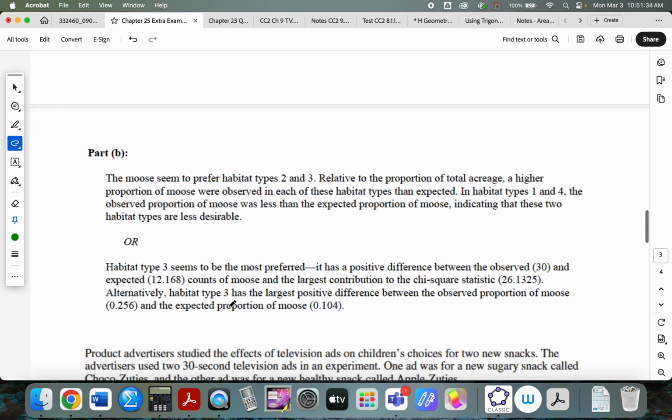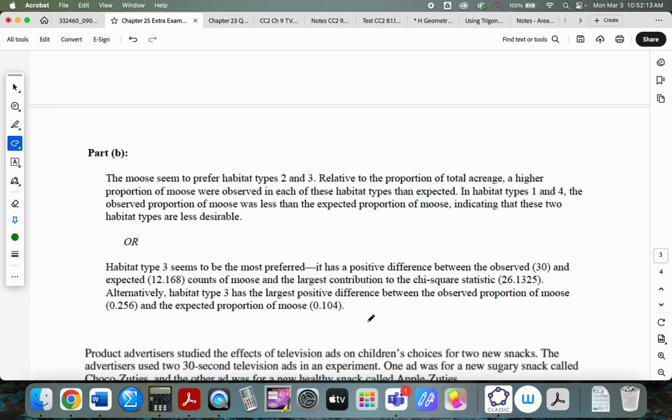Or you could say habitat 3 has the largest positive difference between the observed proportion of moose and the expected proportion of moose. Notice you can't say, and this is where students get into trouble, that it has the largest positive difference in just absolute numbers, because if it has a large difference, but the expected is quite large, then the contribution is going to be pretty small still. Remember, the contribution is the observed minus expected, squared, divided by the expected.